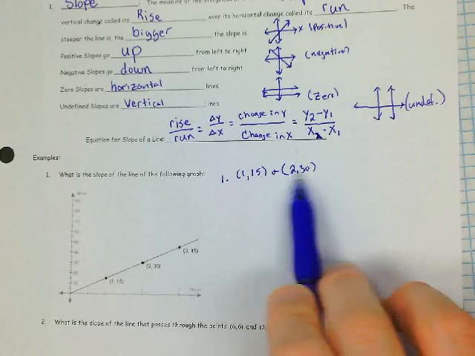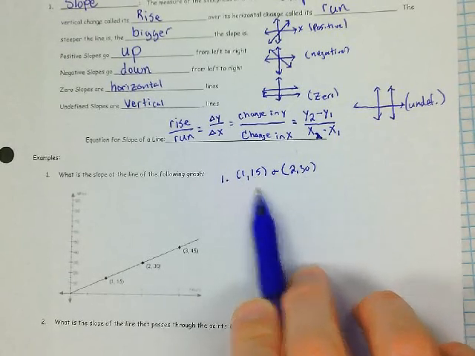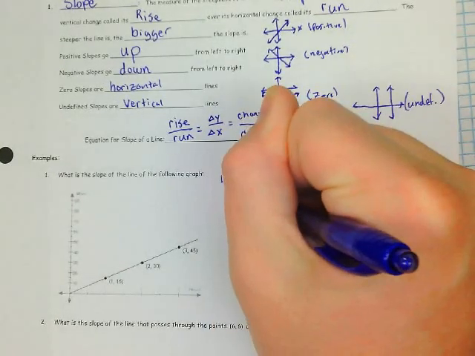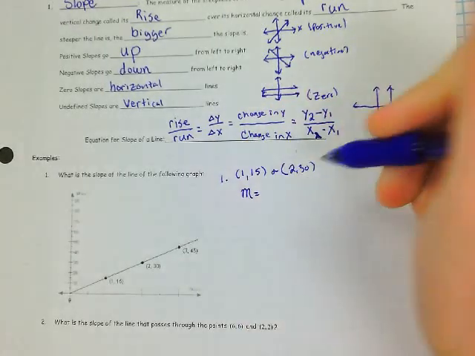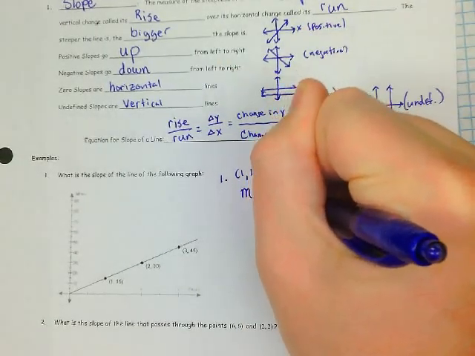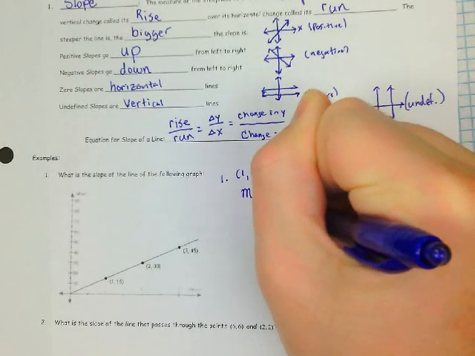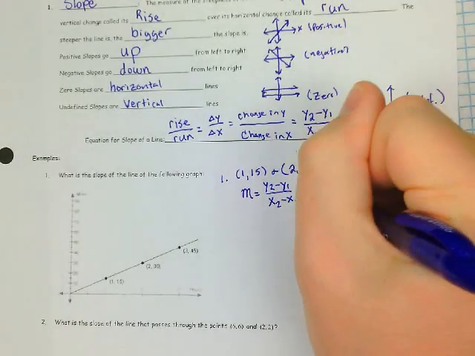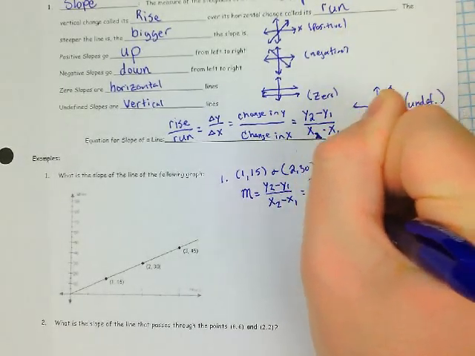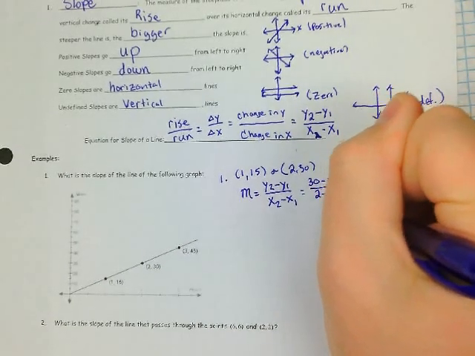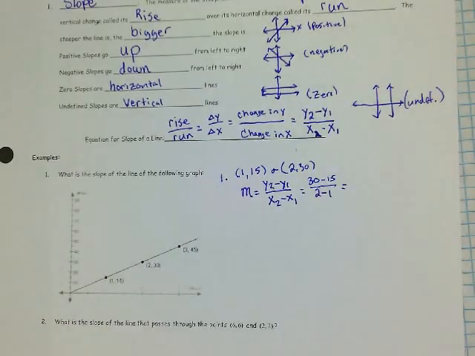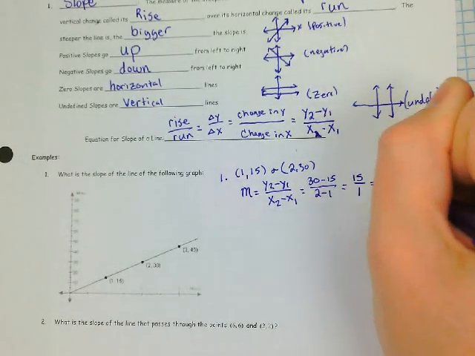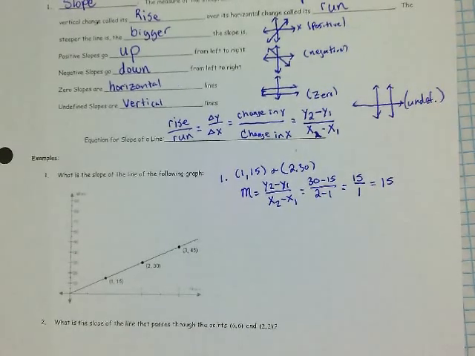How much is the y changing? 30 to 15. What's 30 minus 15? What's 2 minus 1? 1. So remember, your slope, we call that letter M. M is your slope, is your change in y over your change in x. So we'll do 30 minus 15 over 2 minus 1, which you said 30 minus 15 is 15. 2 minus 1 is 1. So it's 15.